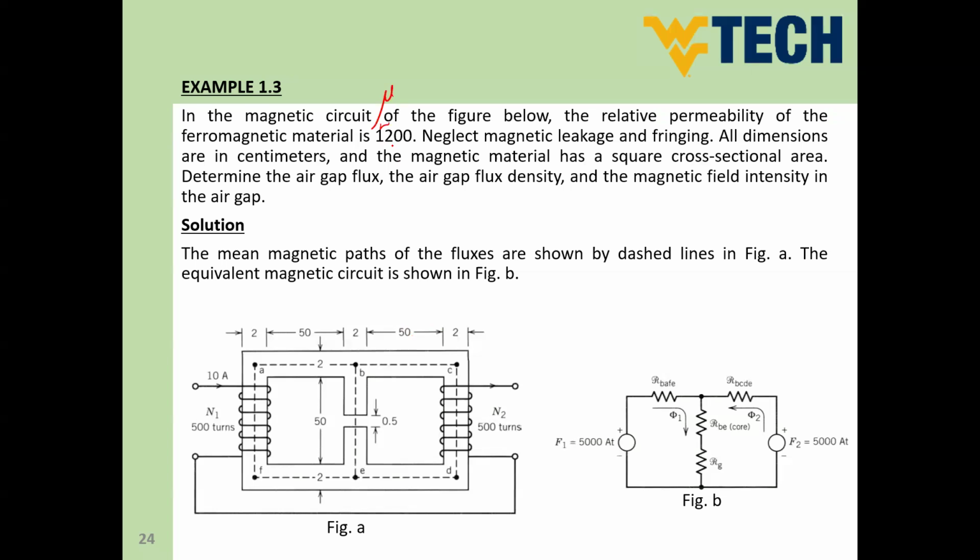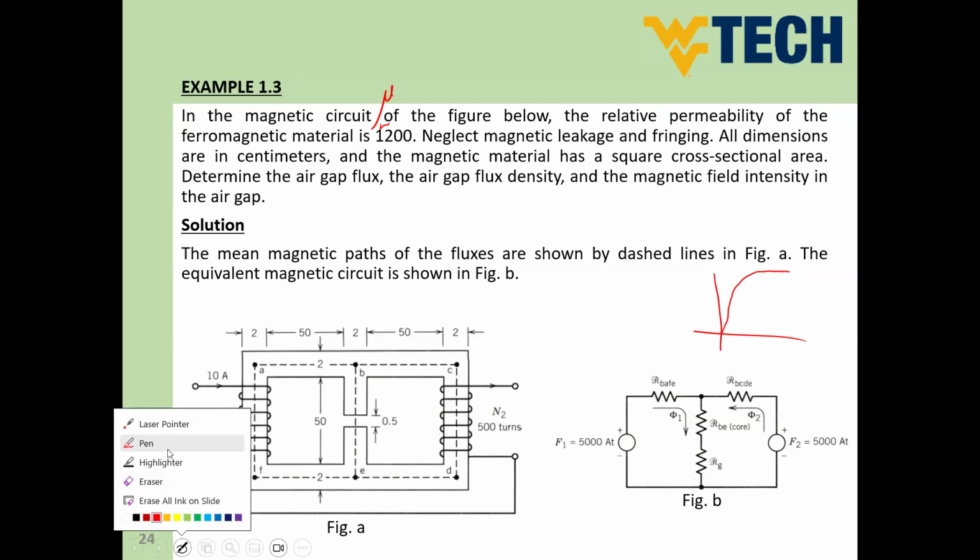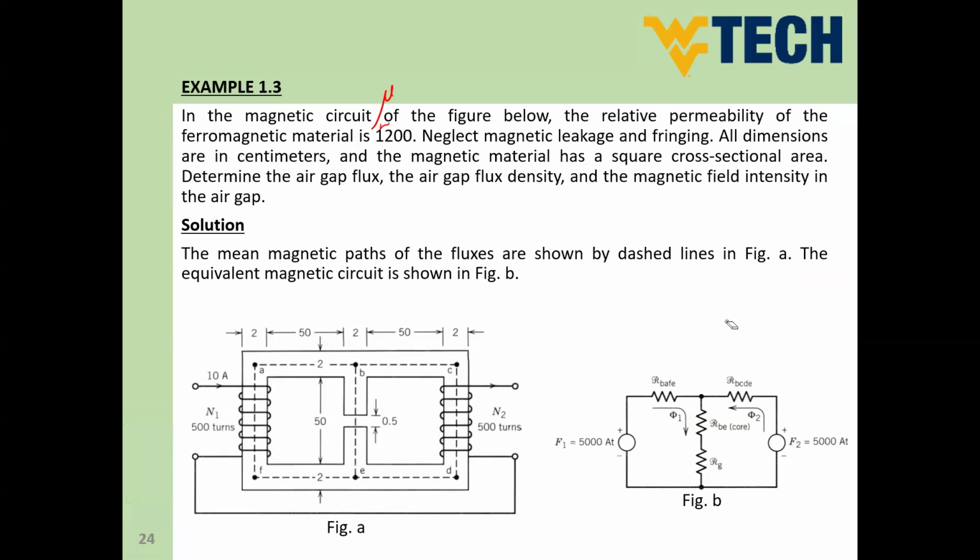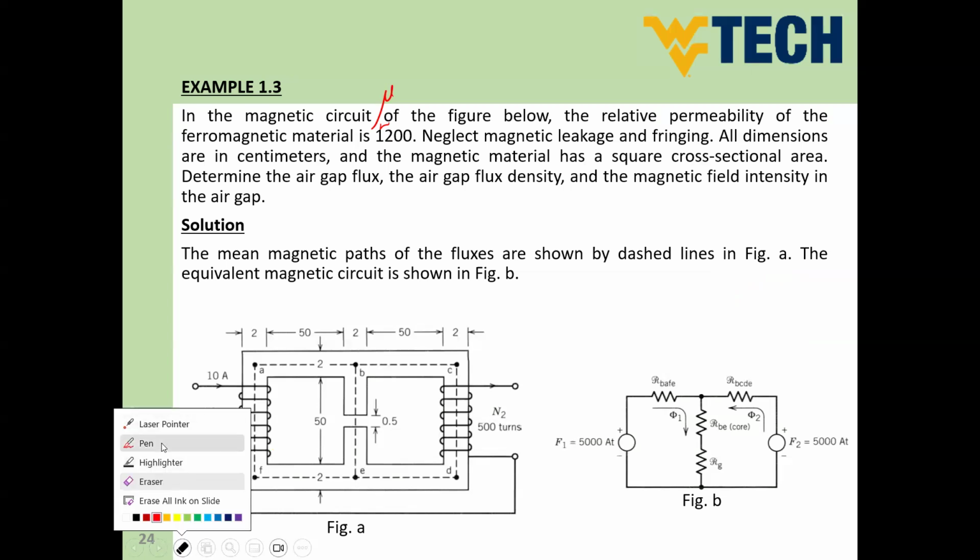Okay? Because as we mentioned before, according to the BH curve for any material, it will have a linear part and knee part, then saturation part. So the permeability is different for each interval. However, if the mu R is given in an example, this means the curve will not be given, and we assume the permeability is going to be constant in this case. So just to remind you about what we have discussed in previous classes.